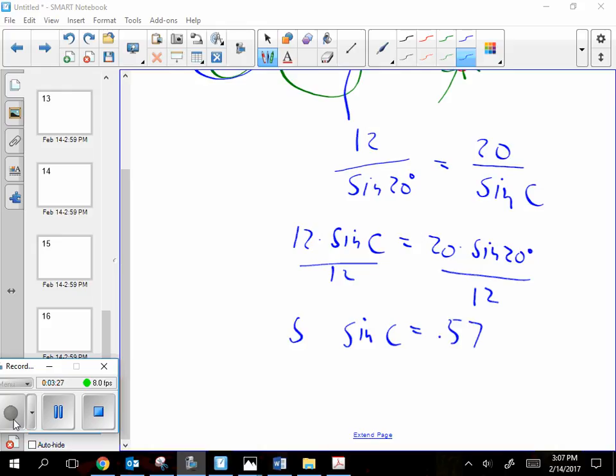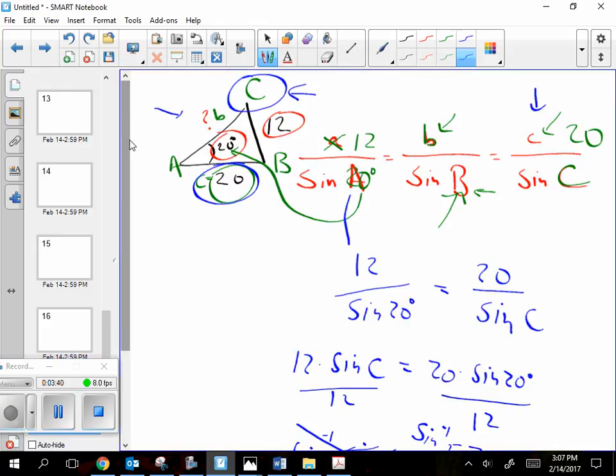Then I'm going to do inverse sine on both sides. And now C is alone: inverse sine of 0.57. And we get 34.8 degrees. All right, so we just figured out this angle right up here is 34.8 degrees. Now, if I know we have 20 and 34.8, then I know the rest, because I can take 180 minus 20 minus 34.8. And it gives me 125.2. That's this angle, 125.2 degrees. So now I have all the angles.